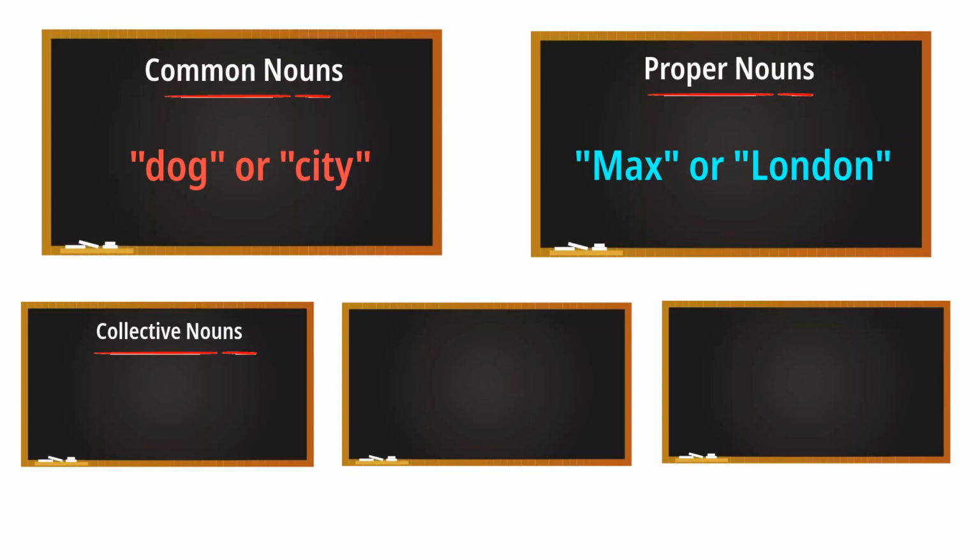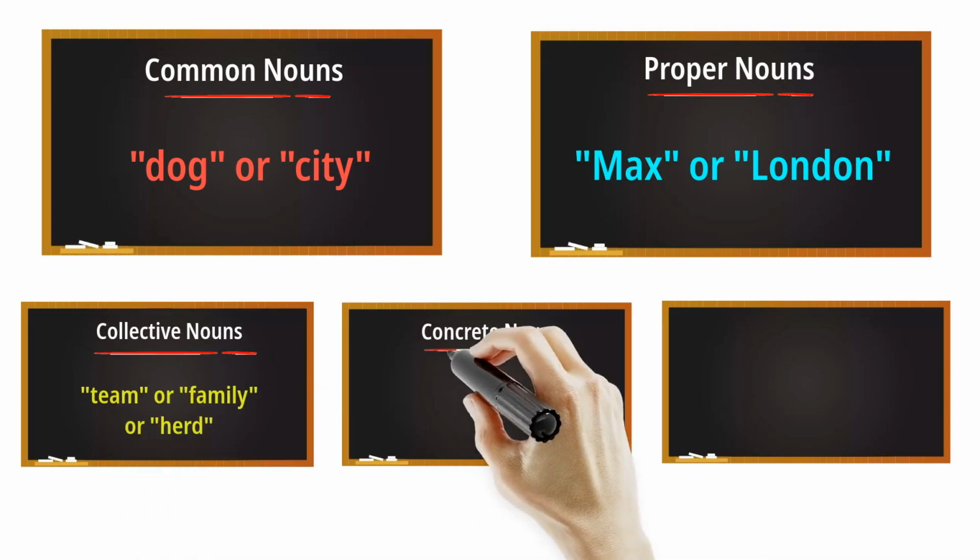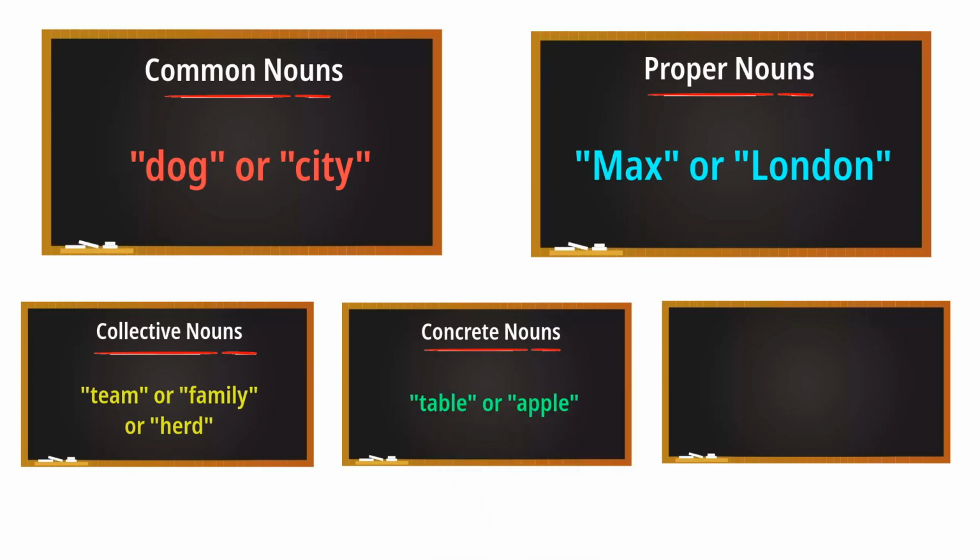Collective nouns name groups like team, family, or herd. Then you have concrete nouns you can touch, like table or apple, things you can experience with your 5 senses. And finally, abstract nouns for things you can't touch or see, like love, happiness, freedom, or intelligence. These name ideas, feelings, qualities, or concepts.